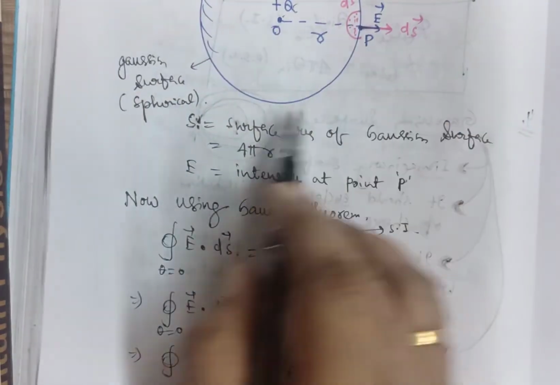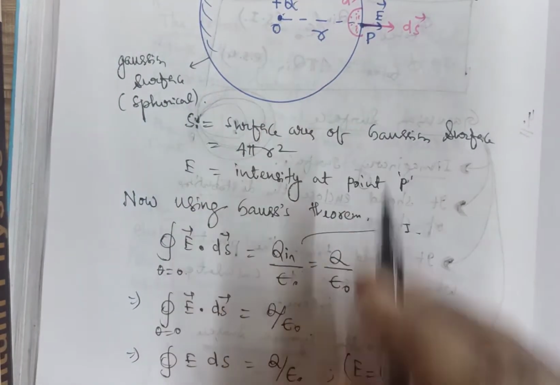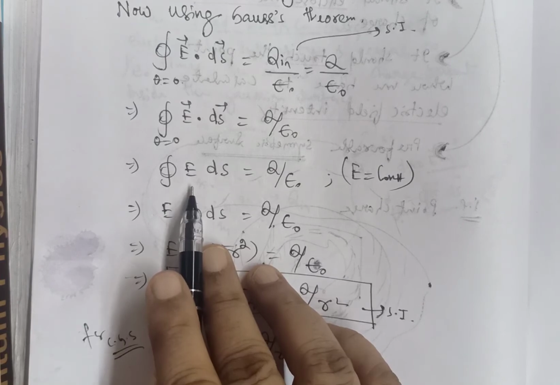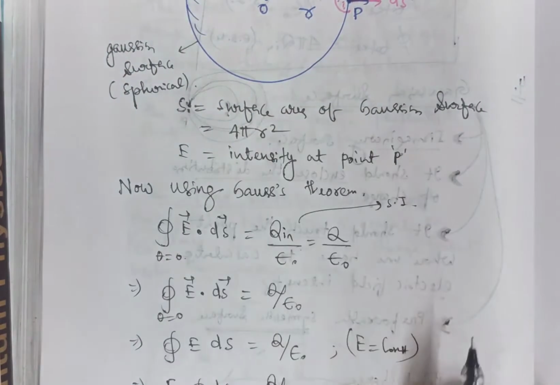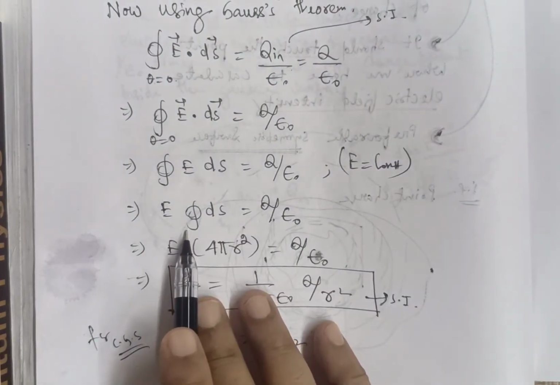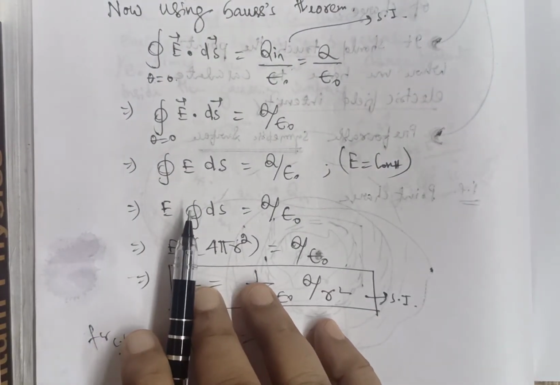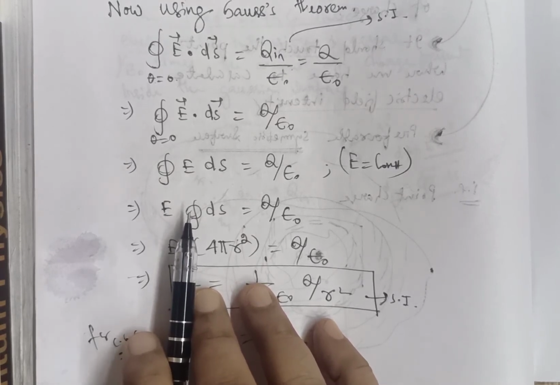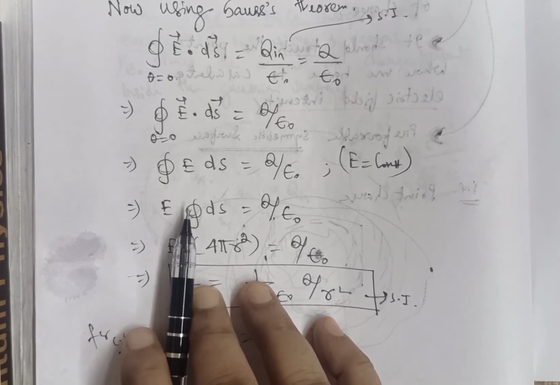If you take an imaginary closed irregular surface, then we cannot take E outside. E will be different at different points on the surface. So by using a spherical surface here, it helps in our integration. That's why while choosing the Gaussian surface, you should keep in mind what type of Gaussian surface should be taken here. It is only remembered if you practice the problems.